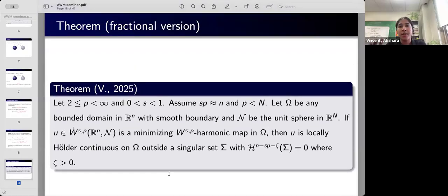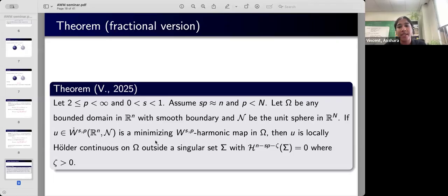Now, just a quick look into the main theorem that we'll be discussing today. So we have some conditions on S, P, and N, which we'll be talking more about later. Let Omega be a bounded domain in R^n with smooth boundary, and N be a unit sphere in R^n. If U is a minimizing W^{s,p} harmonic map, then our aim is to prove U is locally Hölder continuous outside a singular set with Hausdorff measure 0.